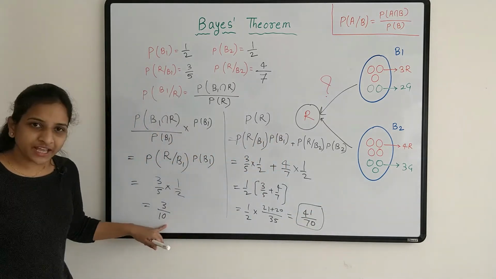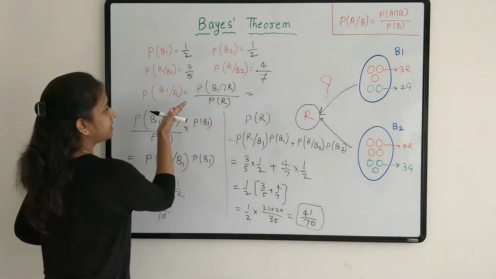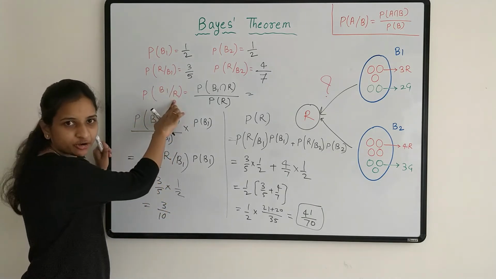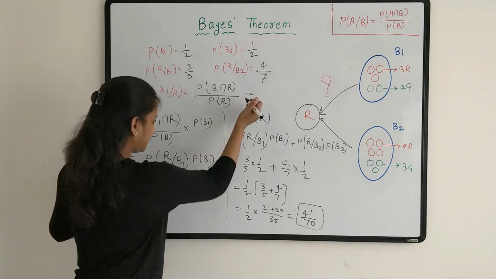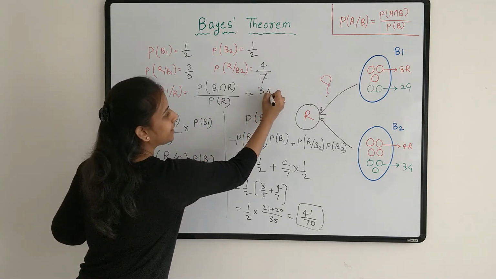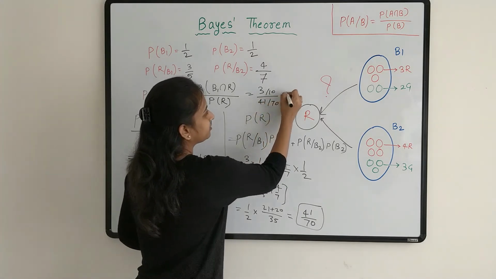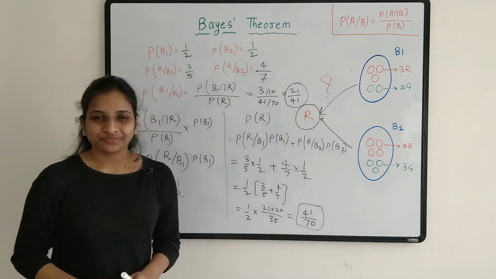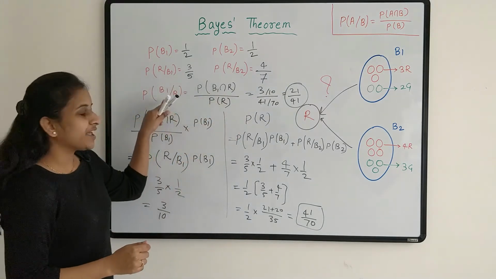This is our numerator, this is our denominator. So this is the value of the probability that a red ball is already drawn. What is the probability that it is from bag 1? For this, the answer is 3 by 10 divided by 41 by 70. So this is 21 by 41. This is the answer. Let's understand what we have done here to get this value.